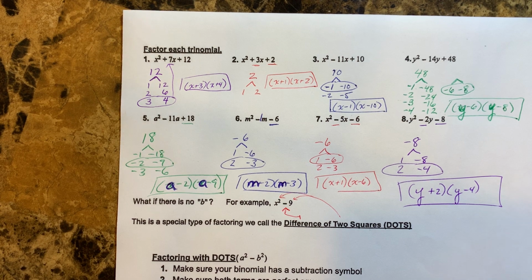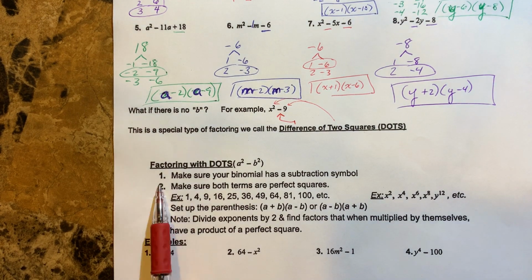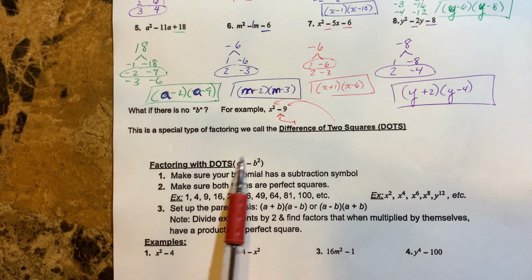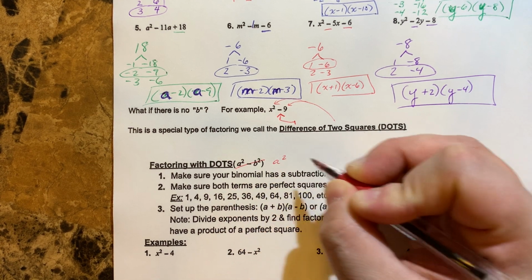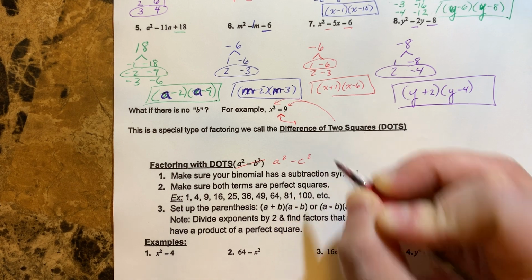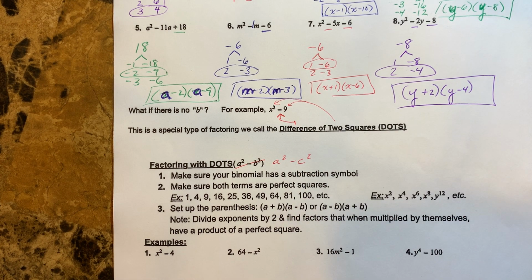Okay, so that's what our instructions down here say. Factoring with DOTS, something that's in this weird form a squared minus b squared, or most people end up saying a squared minus c squared. Okay, that's also going to work for it. Something in this form, you can follow these steps. Have to have a subtraction symbol. That's step 1.